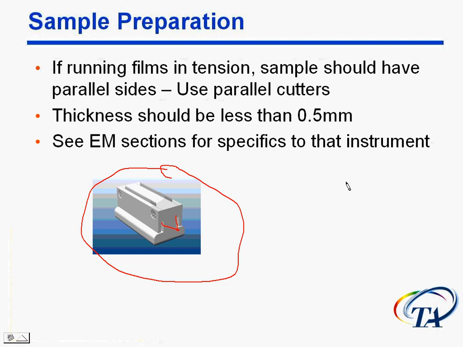Thickness should be typically less than 0.5. Actually, I think we said 0.3 on the other page, so that's something that looks like I need to probably correct here, the 0.3. We'll talk about the specifics for the EM later.